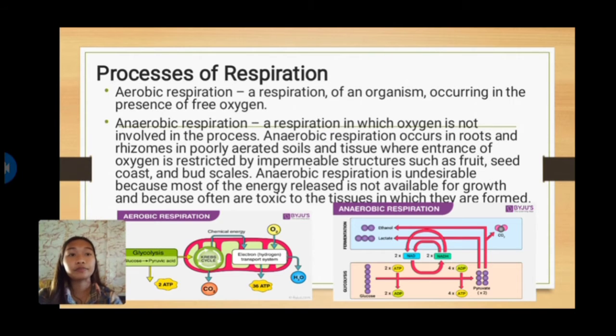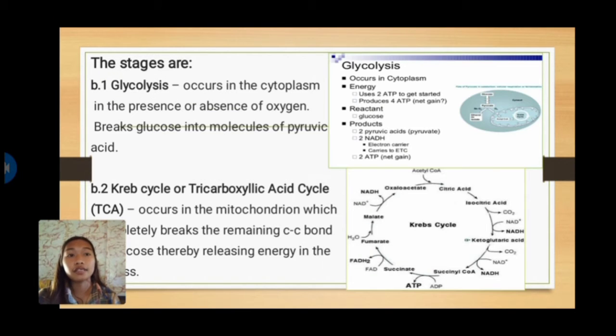Next, there are three stages in respiration: the glycolysis, the Krebs cycle, and the electron transport system. So, glycolysis occurs in the cytoplasm in the presence or absence of oxygen. It breaks glucose into molecules of pyruvic acid. So, glycolysis occurs in the cytoplasm.